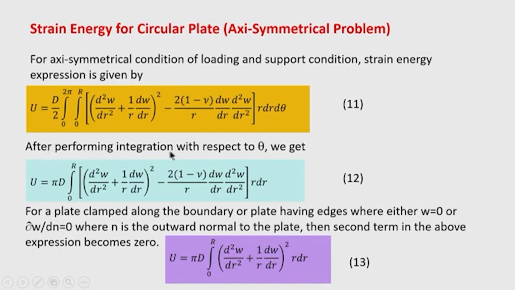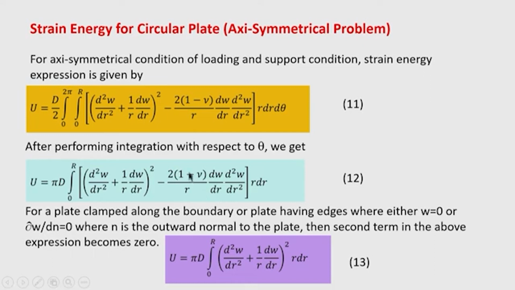So, after performing integration with respect to theta, we get ultimately the final expression for the strain energy of the circular plate in axisymmetrical cases as equal to pi D, 0 to R, bracket d square w by dr square plus 1 by r dw by dr, whole square, minus 2 into 1 minus mu divided by r dw by dr d square w dr square, r dr.